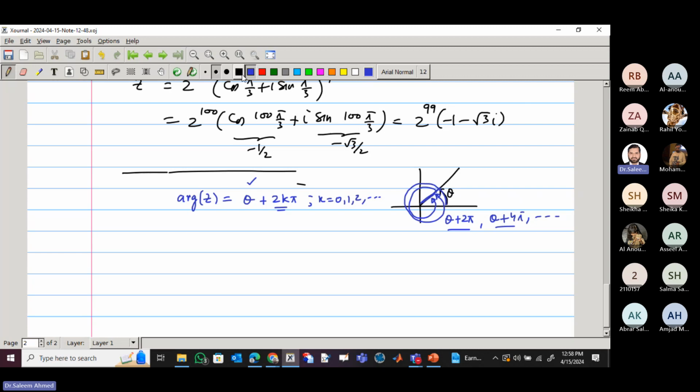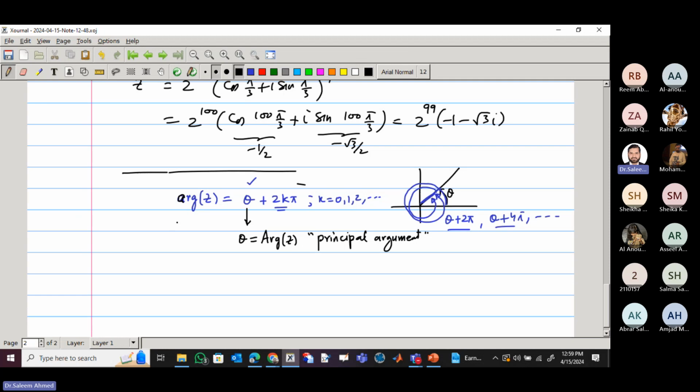So these are all the arguments, but only this theta is called argument with a big A. We call it principal argument. You see here, I wrote the small a here. So with big A, we call it principal argument. This is the principal argument. And if you keep on adding 2 pi's, they are also the arguments of z.